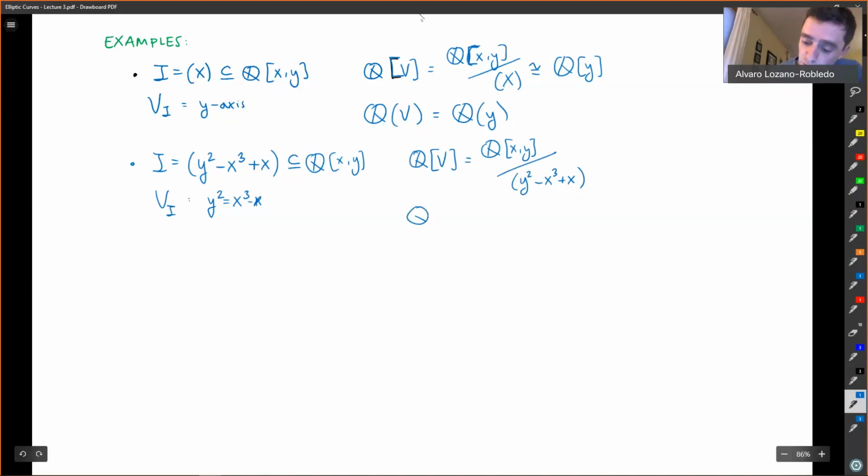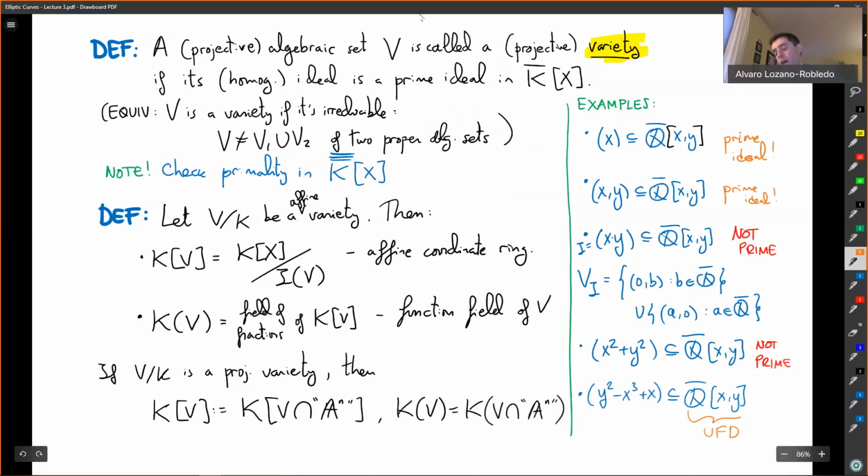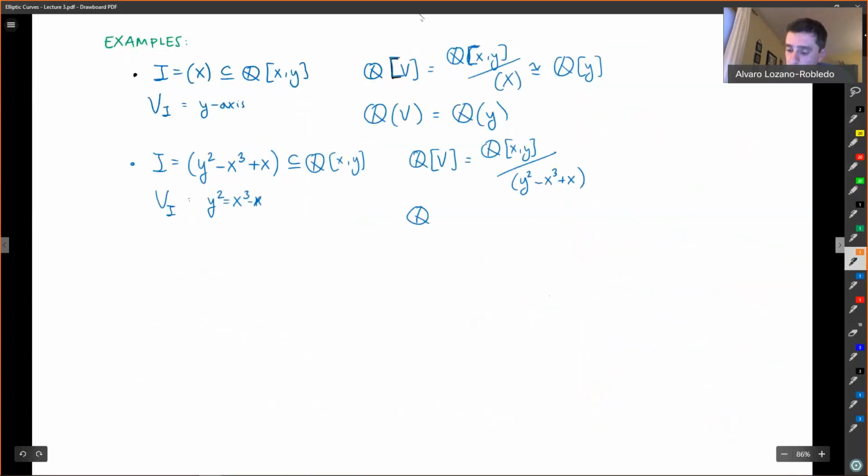And then the function field. Oh, by the way, before I do that, one more example we didn't talk about here. If I have y squared minus x cubed plus x, is this a prime ideal? For that, what you can use is that this is a UFD, and you can just check that this is an irreducible polynomial to show that this is a prime ideal. So I will leave that as an exercise. Show that that polynomial is irreducible in Q bar[x, y] and then show that this is a prime ideal. So yes, it is a prime ideal. And that tells me then that this is a variety.